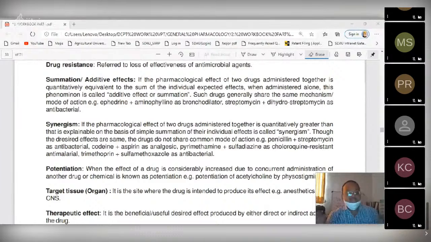Then potentiation is also there. So let us try to understand. If the pharmacological effect of two drugs, that is A and B, given together is quantitatively equivalent to the sum of the individual expected effects, that is the therapeutic effect of drug 1 and the therapeutic effect of drug 2 when administered alone, this phenomenon is called additive effect or summation.